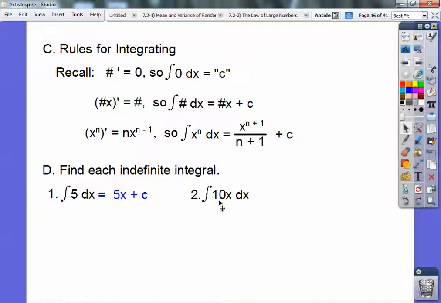All right, so the integral of 10x. What derivative did I take that gave me 10x?